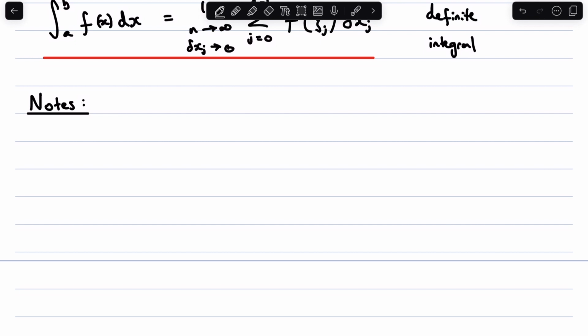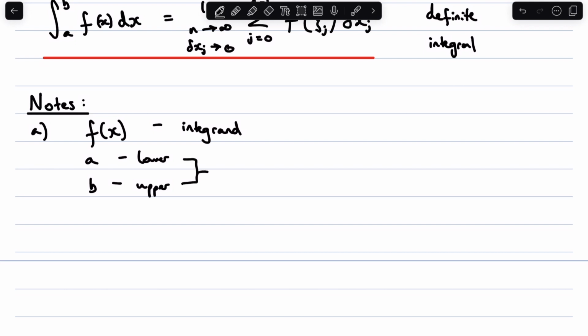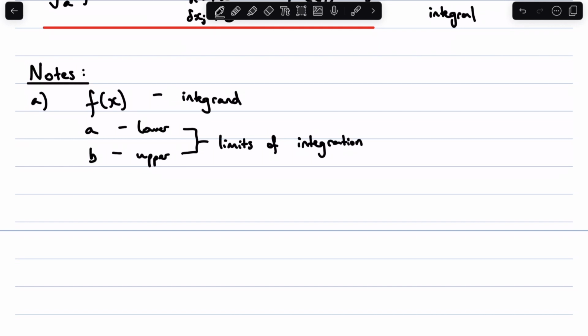So we might say, firstly, that f of x is known as the integrand of our integral. So what we are integrating is known as the integrand. And a and b are known as the lower and upper, respectively, limits of our integration. And here, x is just a dummy variable, is what it's known as. So what that means is we can use any variable in its case, and it will mean the same thing.